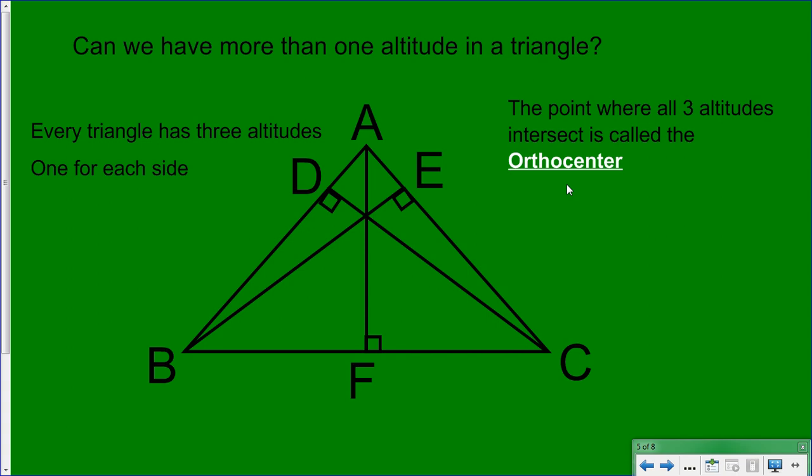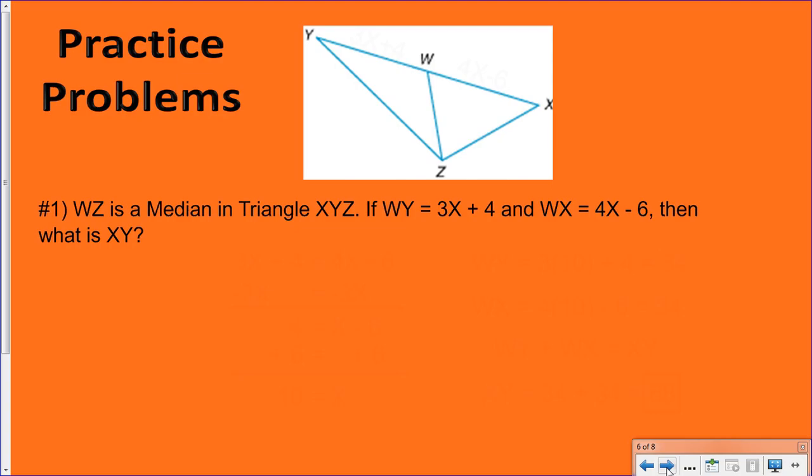Okay? So that is our notes on altitude and our notes on median. Now we're going to go do some practice problems. I've got three problems that we're going to do together, and you can continue to put these in your notes. So here's our first practice problem. We have triangle XYZ. And our problem states that WZ is a median in that triangle. So again, if WZ is the median, that means W has to be our midpoint.